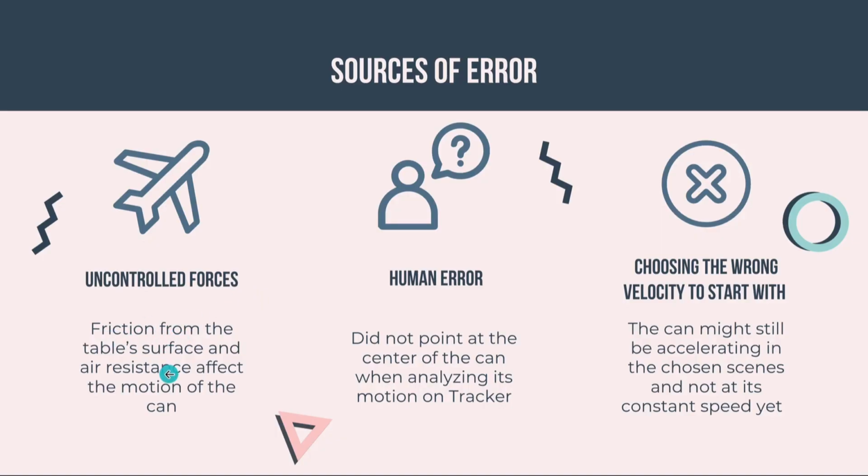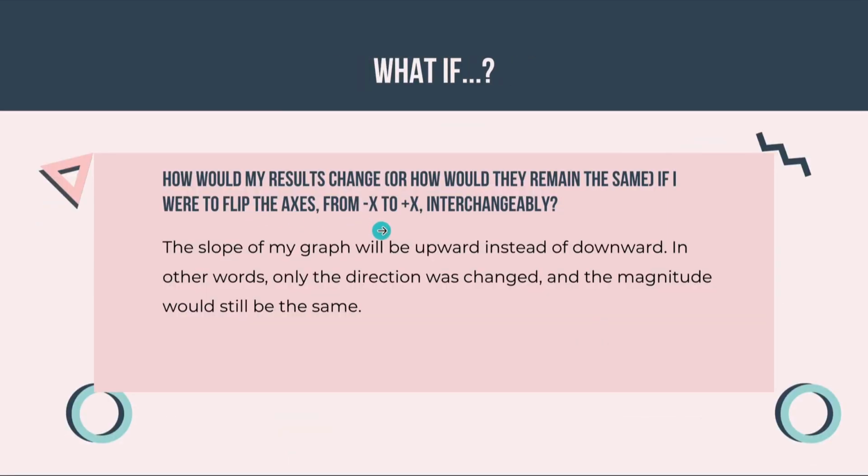And here are some thoughts after my experiment. First of all, some sources of error. As I said, there are some uncontrolled forces like friction and air resistance that are changing the constant velocity of the can toward the end. There's also some human error, as I might not have pointed at the center of the can when analyzing its motion on Tracker, so it may change the velocity calculation or the position of the can. I might also have chosen the wrong velocity to start with because my can is probably still accelerating and not at its constant speed yet, so it might also affect my CloseScript code.